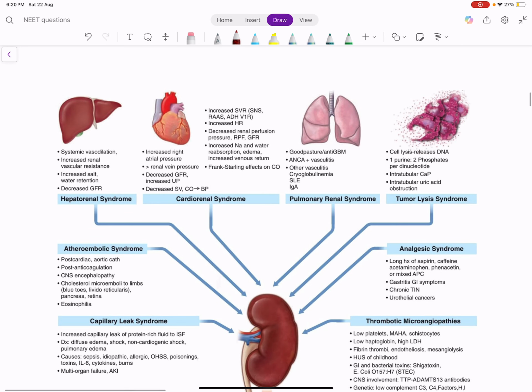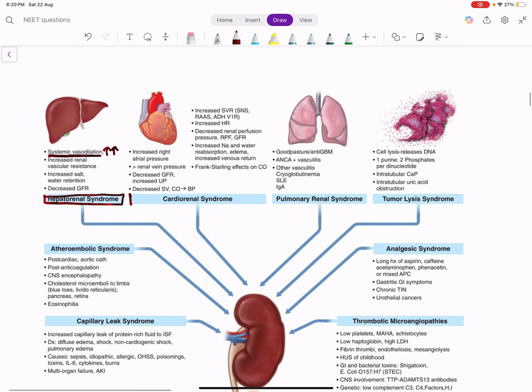Just a revision again. In hepatorenal syndrome, there is a primary liver cirrhosis. In liver cirrhosis, what happens? The vasodilators are not metabolized by the liver, so increased nitric oxide causes splanchnic vasodilation. So there will be reduced blood supply to the kidney. So it is also a pre-renal cause.